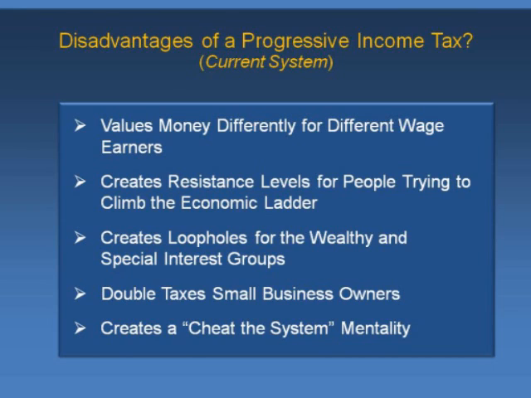Second, these resistance levels I talked about a minute ago keep people from trying to climb the economic ladder. People who are trying to move up are penalized when they do reach these other steps. Next, one of the biggest problems is we create loopholes for the wealthy and special interest groups that allow our elected officials to pander for votes.